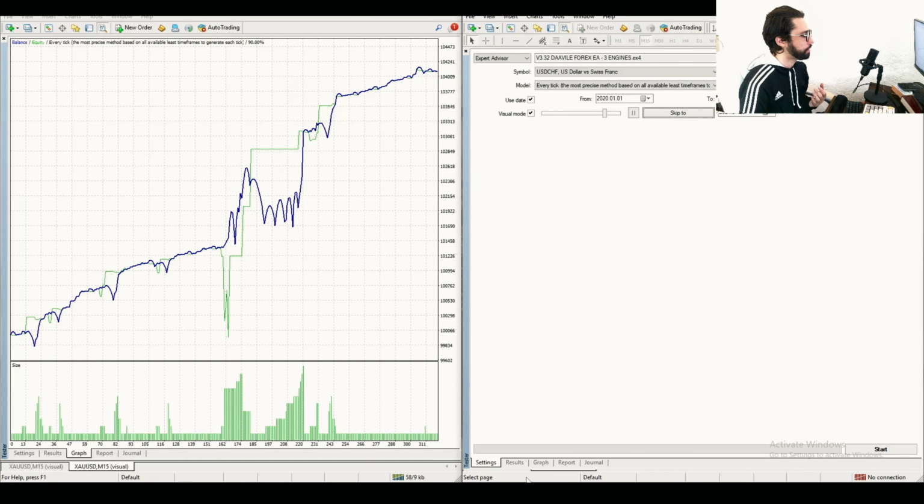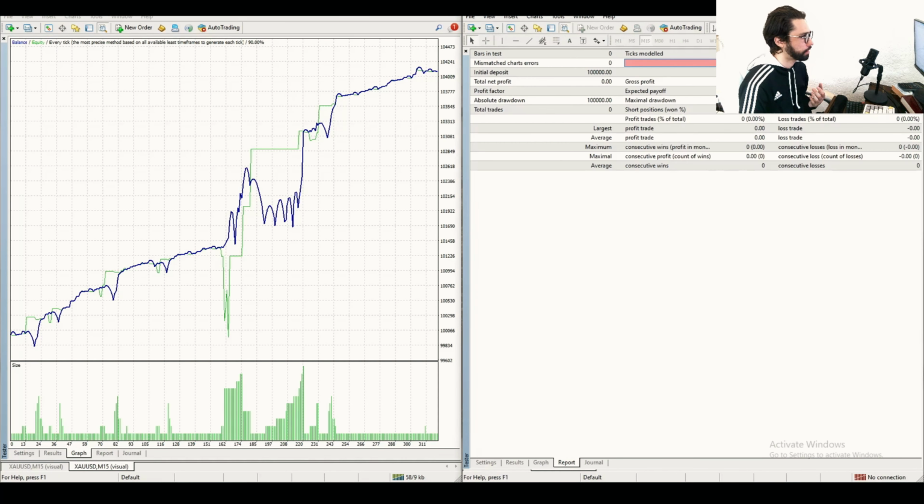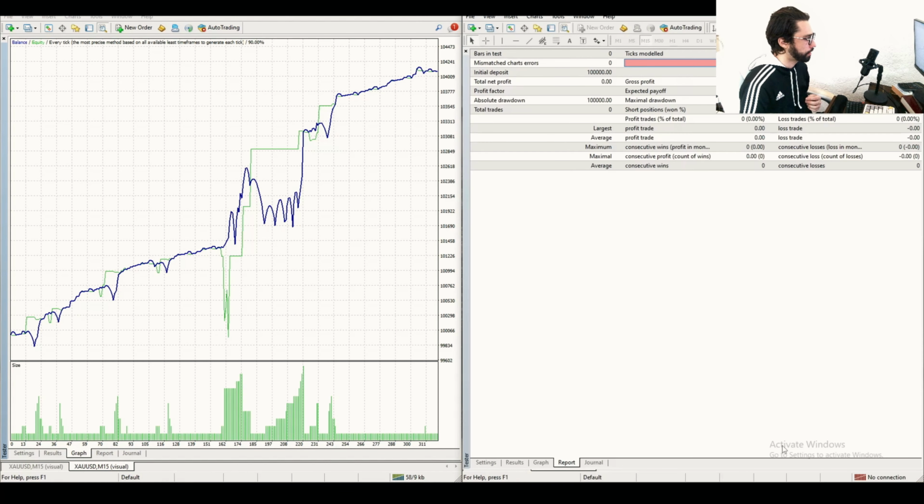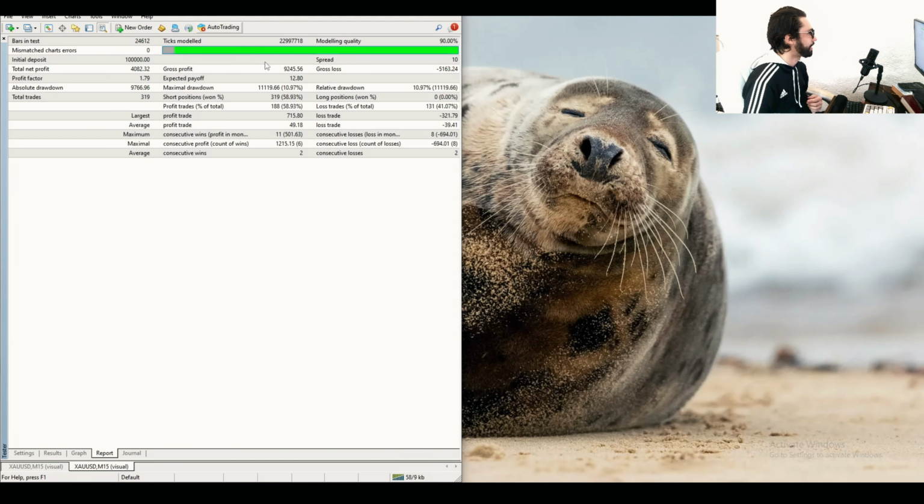Let me show you the sell model. This is the one that I need to download the ticks for. Okay, I updated the terminal, I'm not connected, so MetaTrader issues. But let's go with this one.